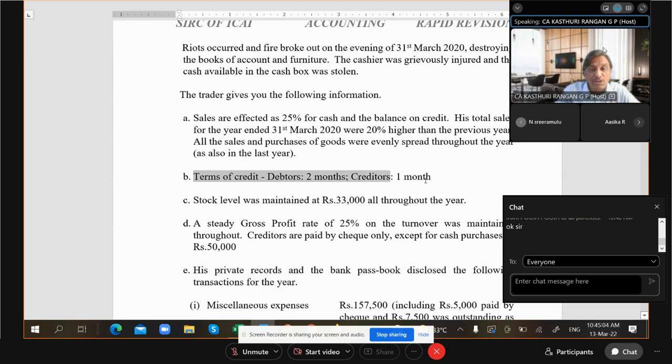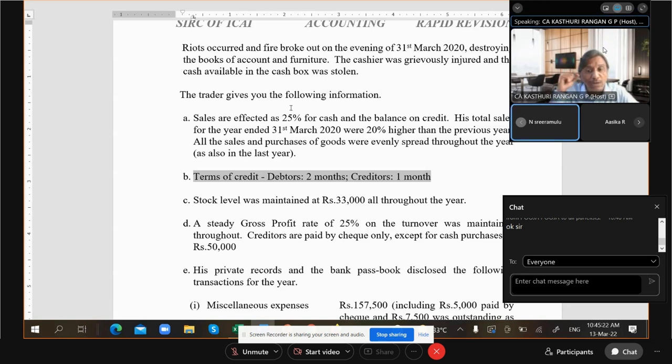That's 1 month. What is the meaning of this? This is a very important information. Debtors take 2 months to pay your money. You sell goods today. For example, today is 13th March. Debtors will pay on 13th May only. They take 2 months time to pay.